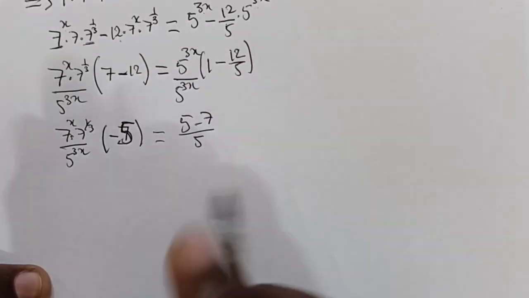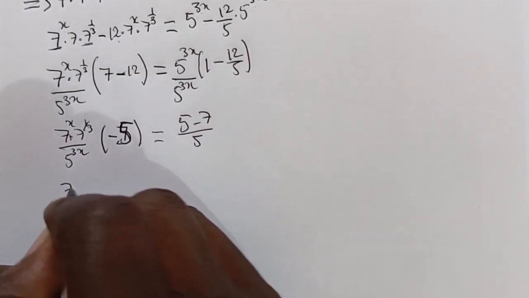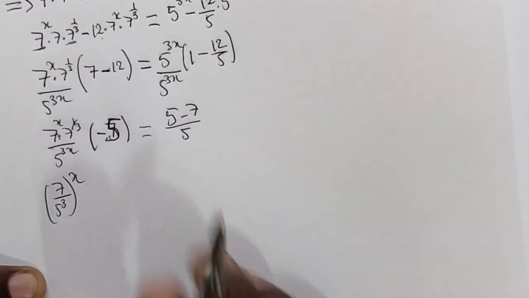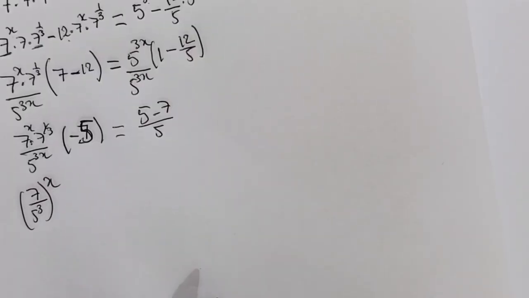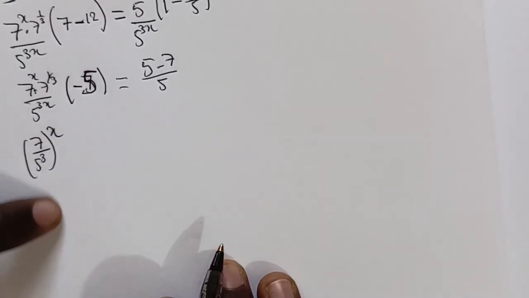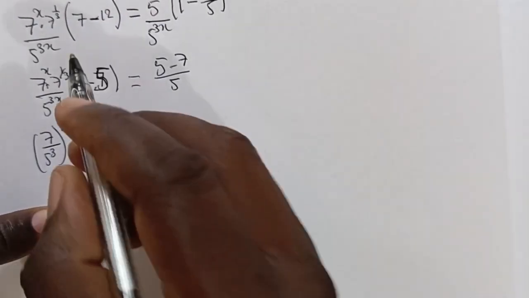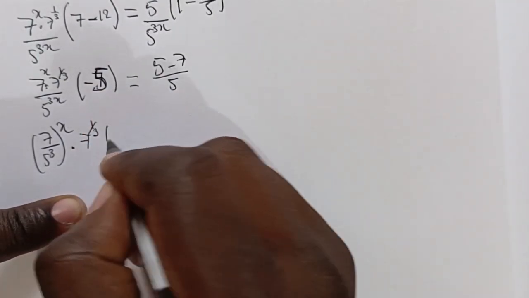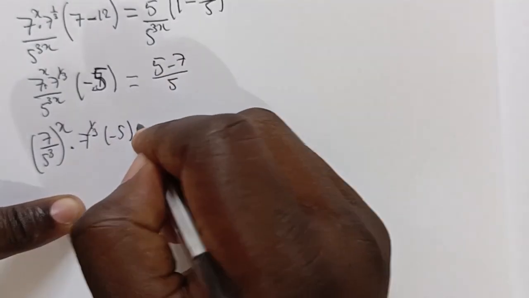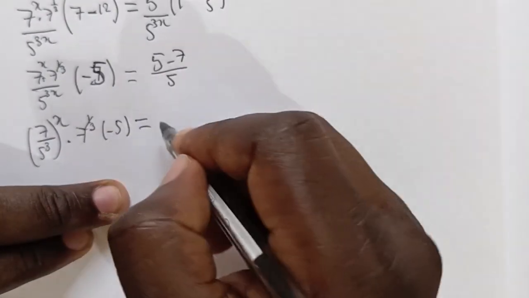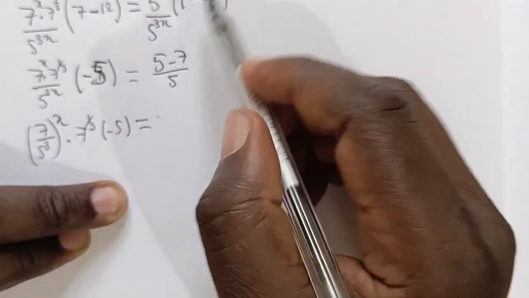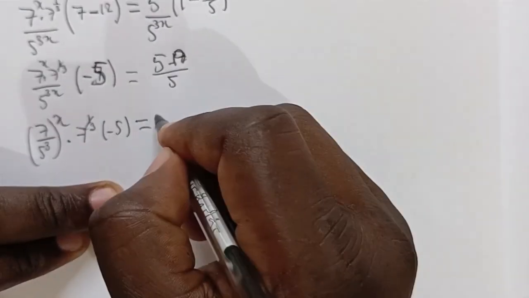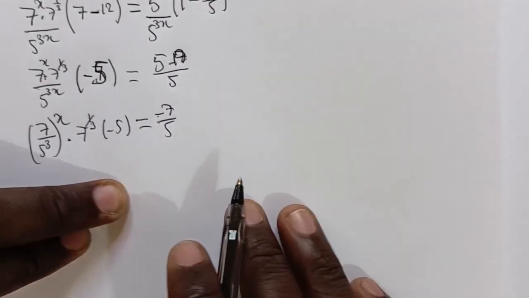Now, I have 7 over 5 to the power 3 raised to x times 7 to the power of 1 over 3 times minus 5, and this is equal to, here is minus 12, here is minus 12 guys, not 7. Here is minus 7 over 5.